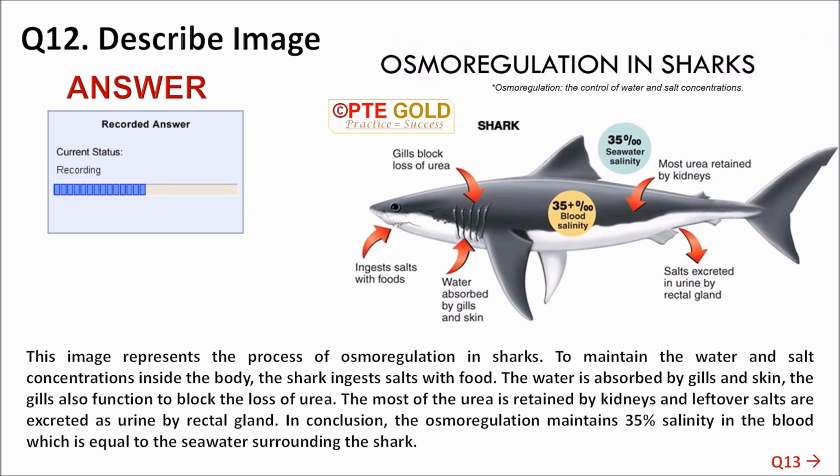Most of the urea is retained by kidneys and leftover salts are excreted as urine by the rectal gland. In conclusion, the osmoregulation maintains 35% salinity in the blood, which is equal to the seawater surrounding the shark.